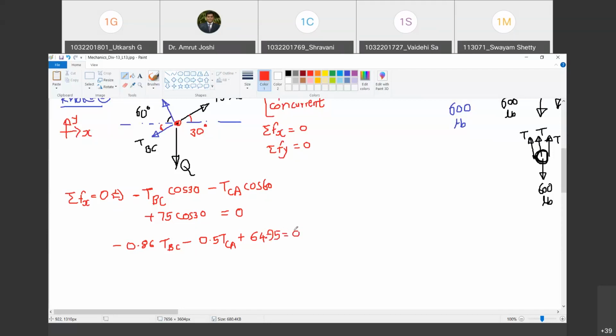Happy? Yes. Now what we will do is express one of the quantities in terms of the other. So let me express TBC in terms of TCA. 0.86 TBC will go on the other side and become plus. So TBC will be 1 upon 0.86 times 64.95 minus 0.5 times TCA. I have just rearranged the equation. And now simplify it.